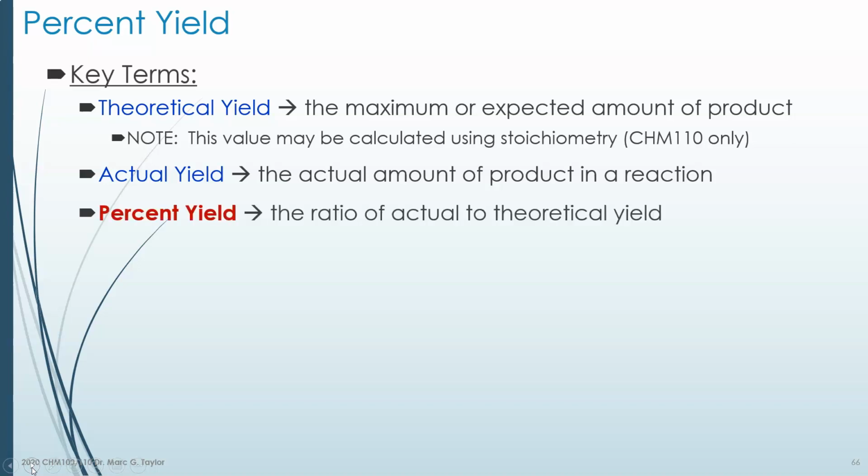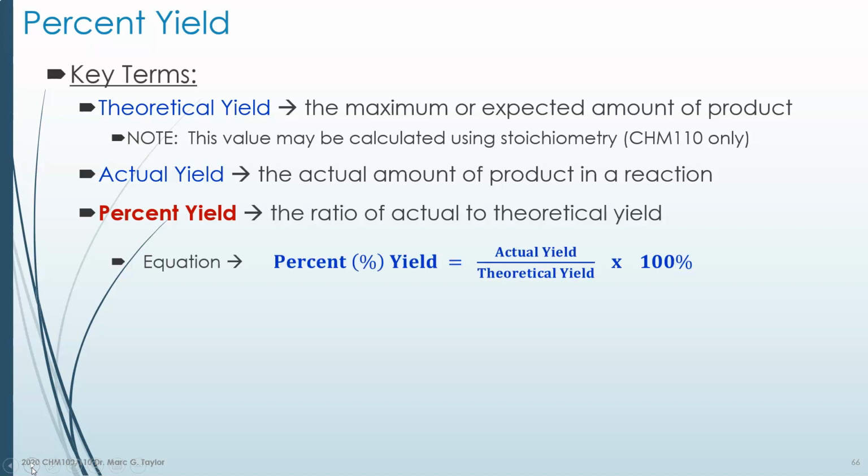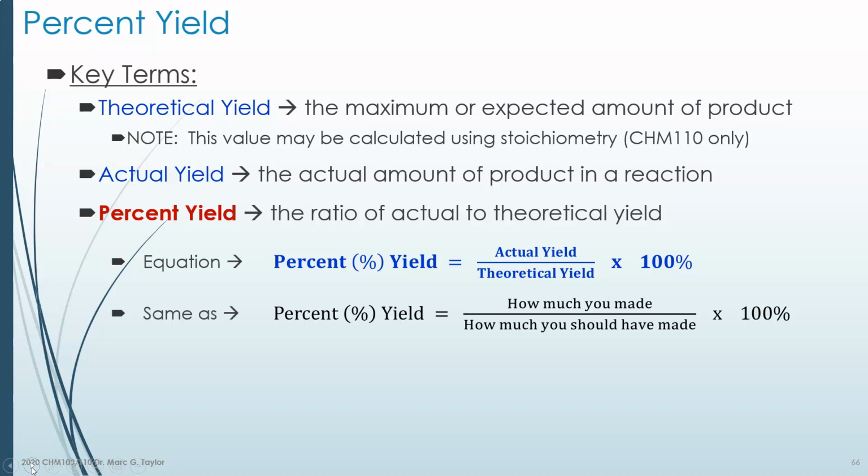So the percent yield is the ratio of the actual amount, what you got in the lab, to the theoretical amount, the amount you calculated using stoichiometry. So you merely divide the actual amount by the theoretical amount, the stoichiometry amount, and then convert it to percent by multiplying it by 100%, and that's your percent yield. It's the same as thinking how much did you make divided by how much you should have made, and then converting that to a percent.